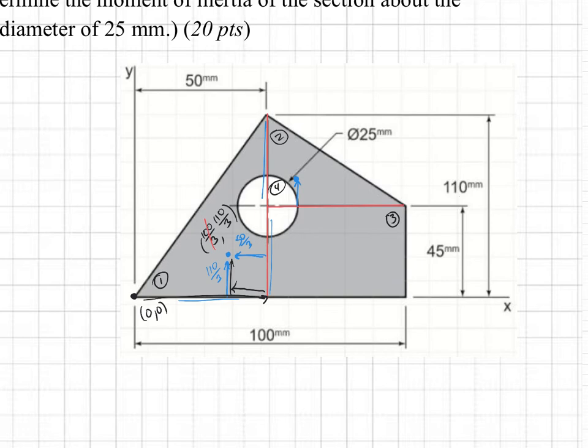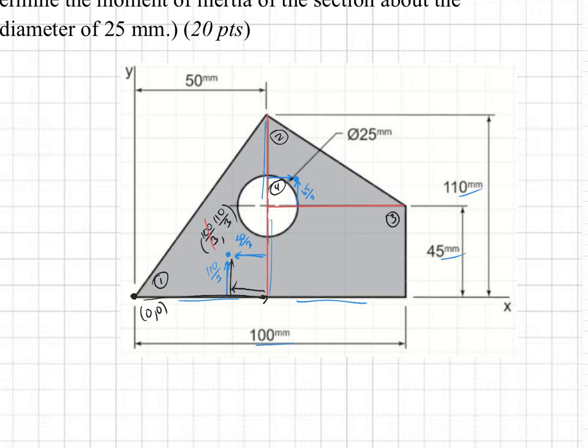That side looks like it's 110 minus 45, so that's what, 65. So this distance is going to be 65 over 3 in the y direction. And then this distance, okay, it's going to be 1/3 of this side.